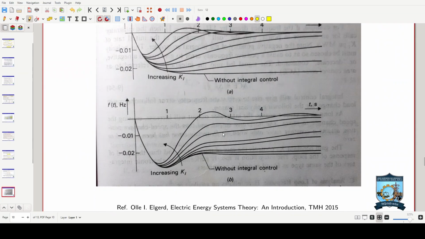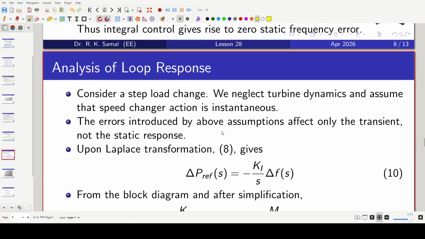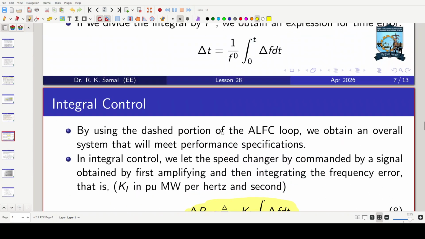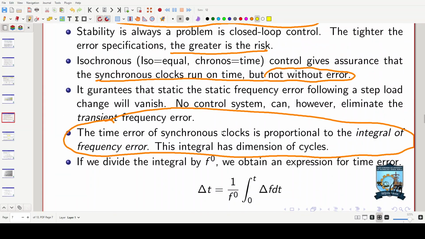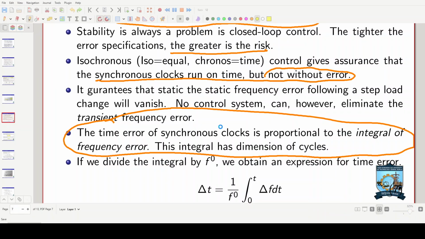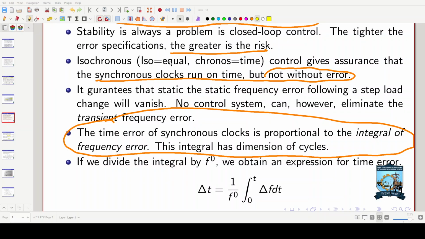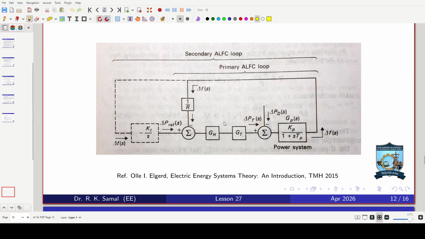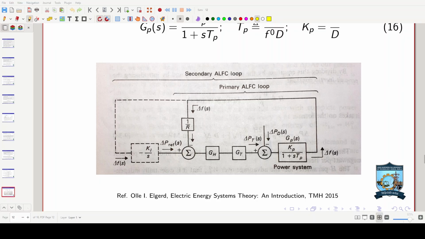Okay, let me see if I have provided this or not. No, I have not provided. So we have to open the last slide. If you see here in a dotted line, I have shown you Ki. In the previous lesson I have shown you Ki, so it is better if I show you that again. Okay, this one you see here. So there is this secondary ALFC loop.